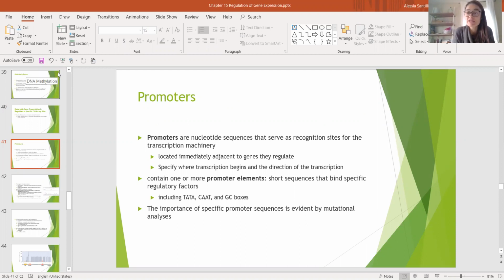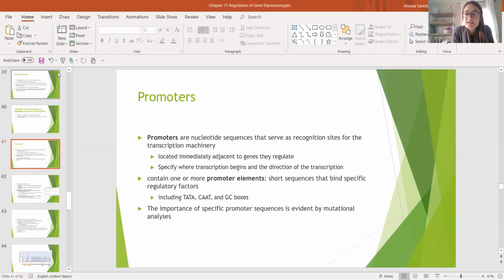So it's located immediately adjacent to genes they regulate, so immediately upstream of them, and they specify where transcription begins and the direction of the transcription. Okay, so whether the transcription goes forwards or backwards, right? Because until now, it's very easy to show the transcription going towards the right, but it can go towards the left depending on where the promoter is and what it actually encodes.